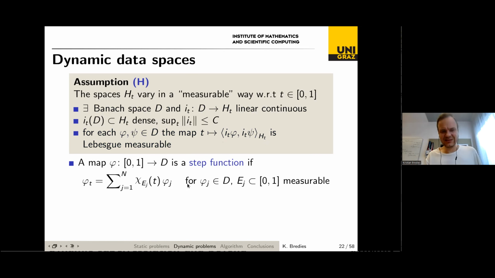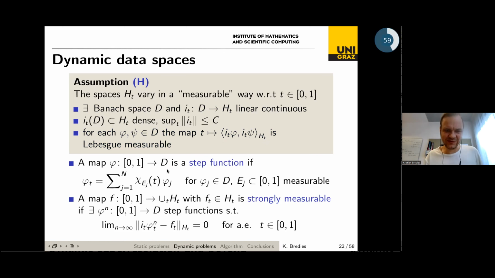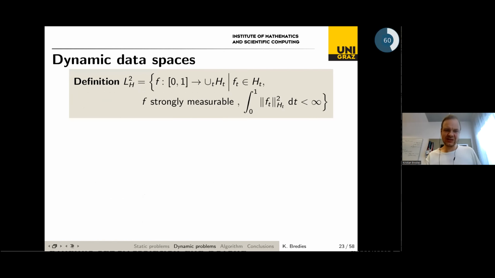So you can say what a step function is. The step functions have values in D, the Banach space. And then you can say what strongly measurable means, and this is just the usual criterion adapted to the setting. Strongly measurable means an almost everywhere limit of step functions. And here you have to also take into account that almost everywhere limit means that the norms depend on time.